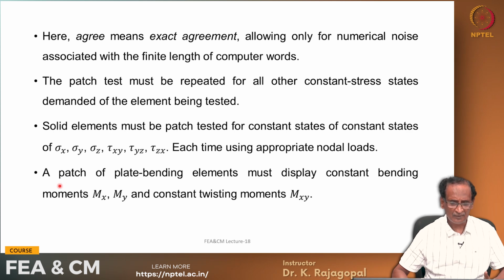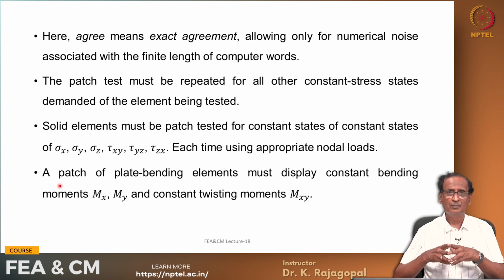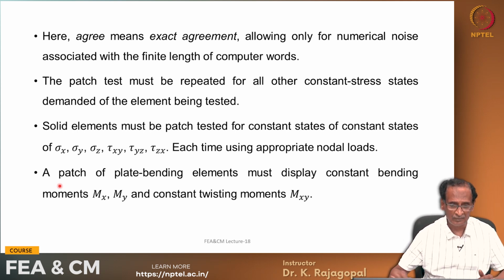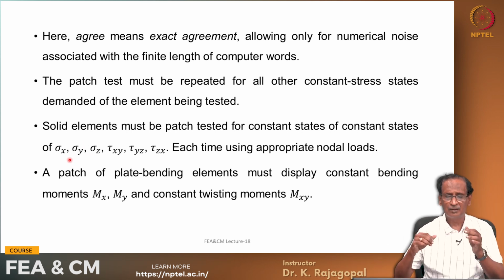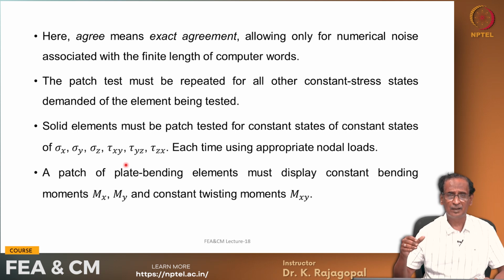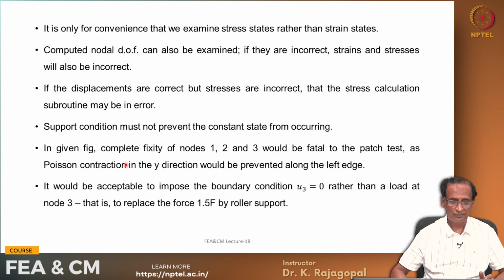And so sometimes the elements may not pass the patch test, but as you make the mesh more and more finer, you might be able to pass the patch test, and that we call the weak patch test. And the constant stress should be there in all the quantities, sigma xx, sigma yy, sigma zz, tau xy, and so on. Then if you have a bending element like a beam element, even the moment should be constant all along the length.